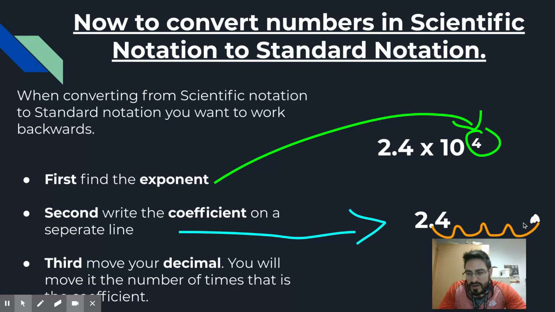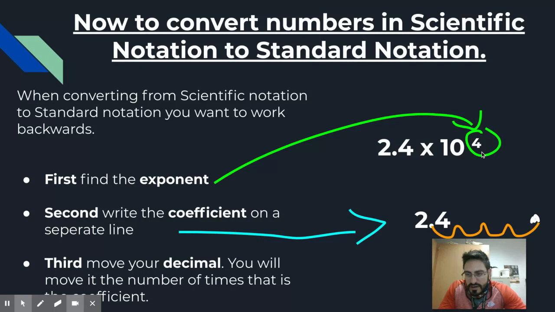This is a positive exponent, which indicates it's a bigger number than 1, like the 2 billion number. So we're going to move it 4 spaces to the right to make it a bigger number. Count with me. You ready? 1, 2, 3, 4. Because it said 4 up here.